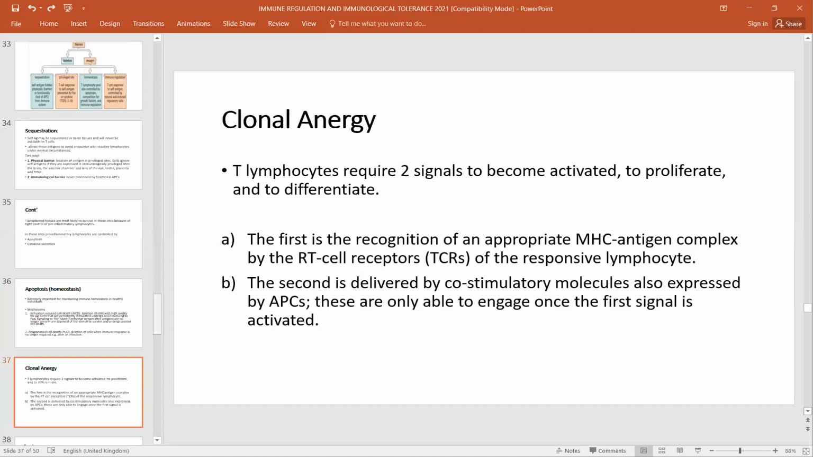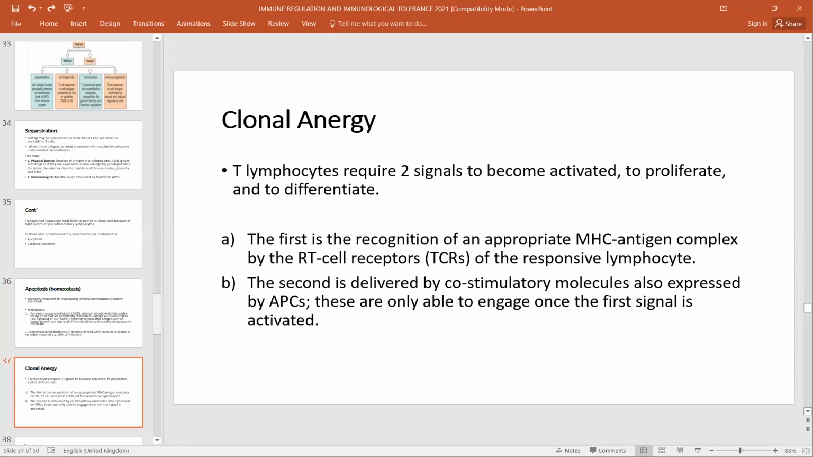Anergy. T lymphocytes require two signals to become activated, to proliferate and to differentiate. And that I'm sure must have been mentioned. You need activation, proliferation, differentiation after two signals.